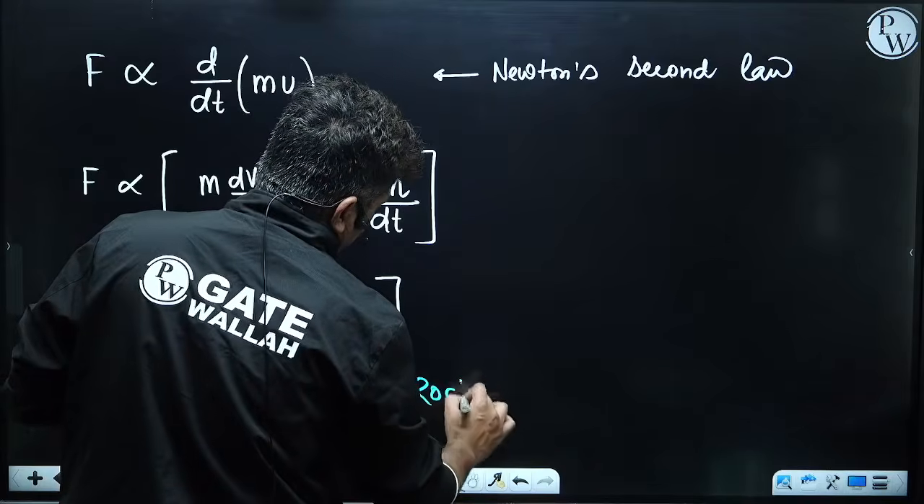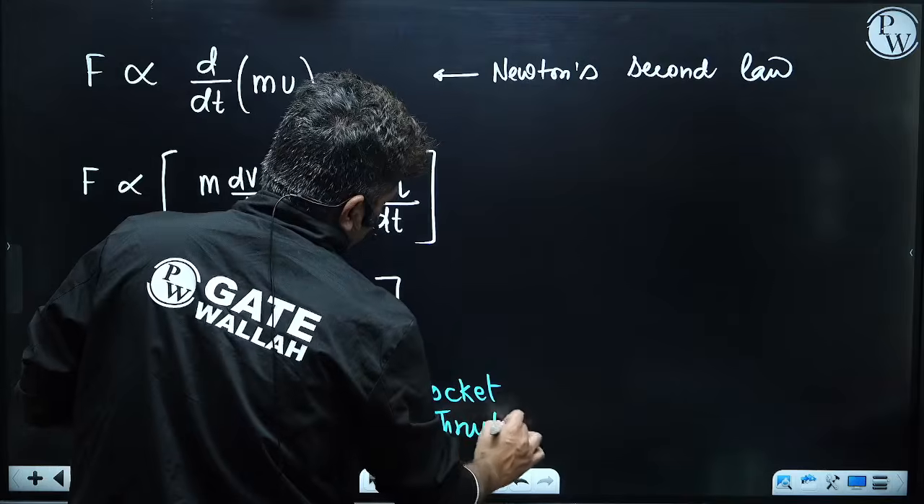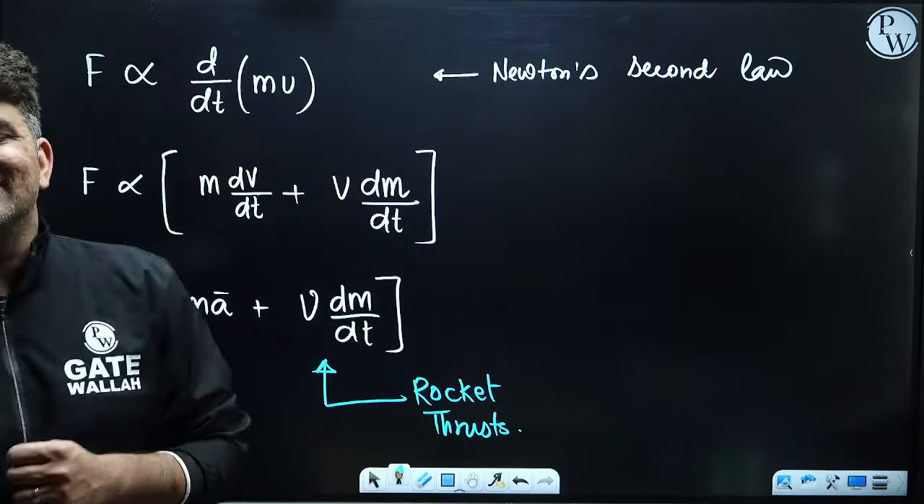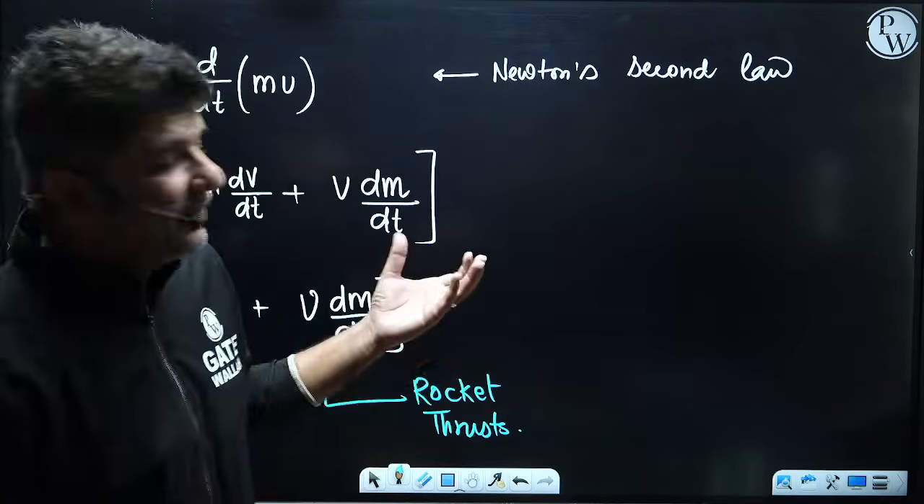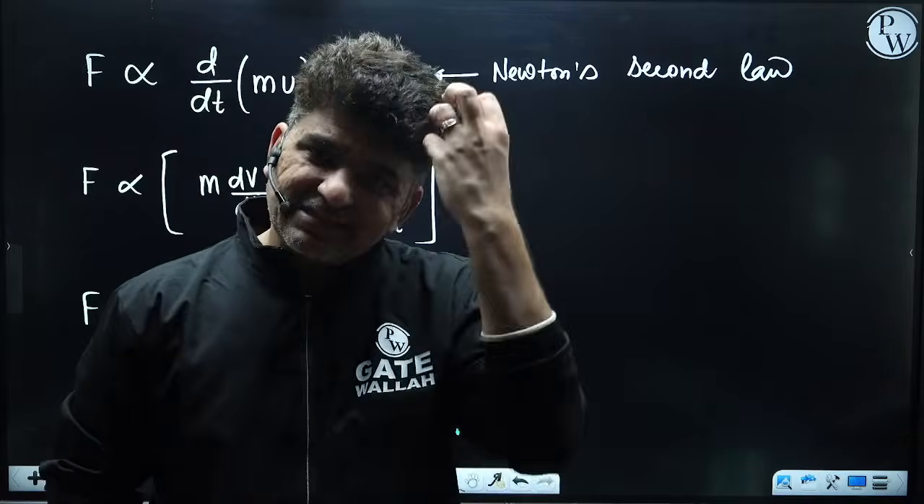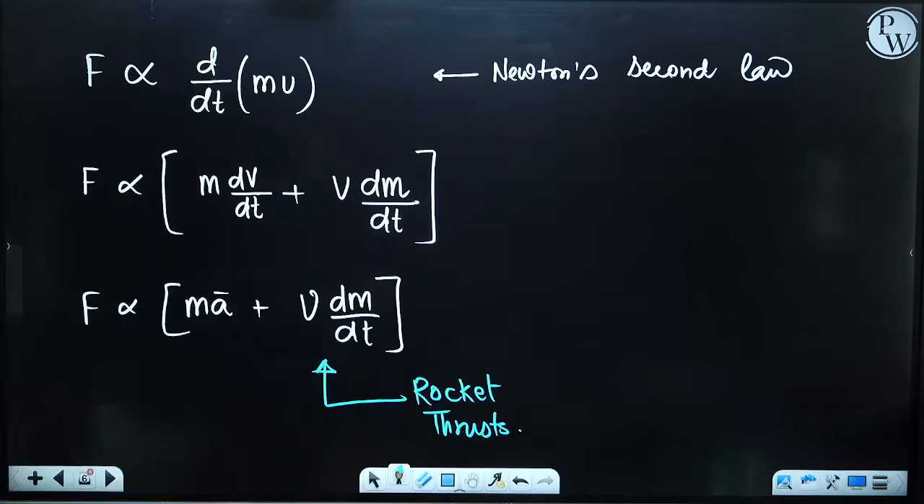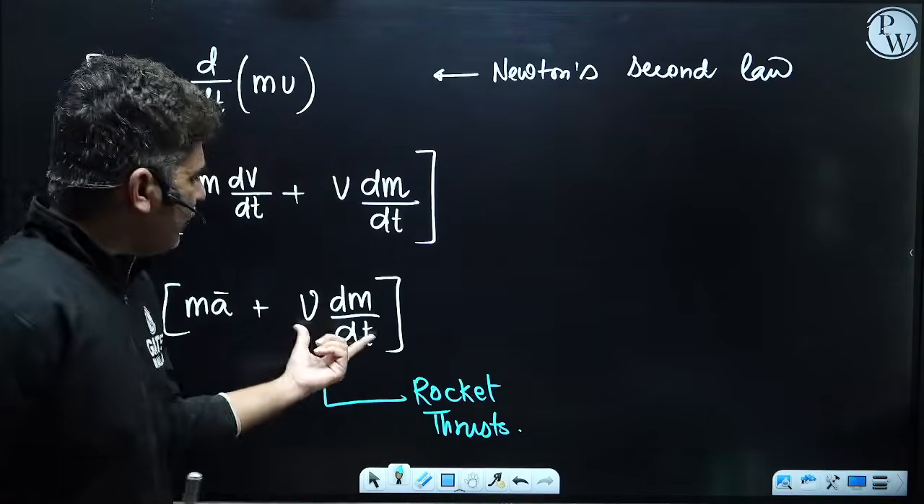This is what is responsible for rocket thrust, the thrust which is applied on the rockets. Rockets are space vehicles in which mass is ejected out with a certain velocity. So that rate of change of mass is what gives you the force.